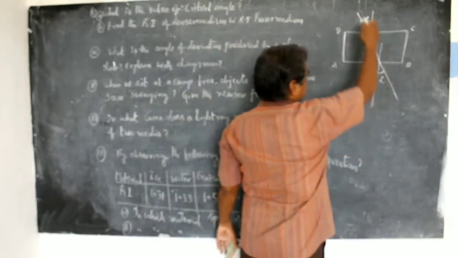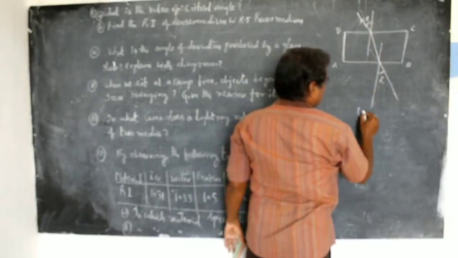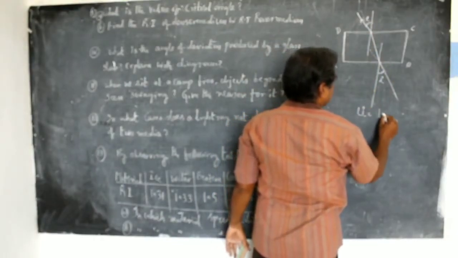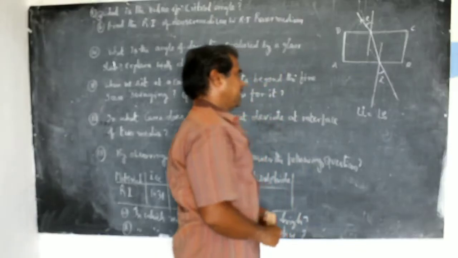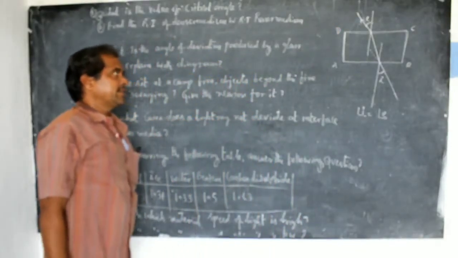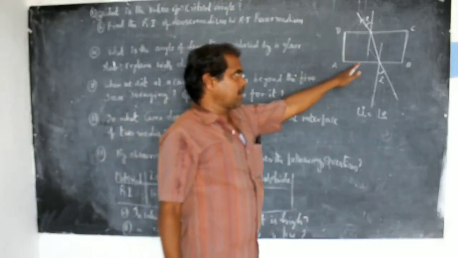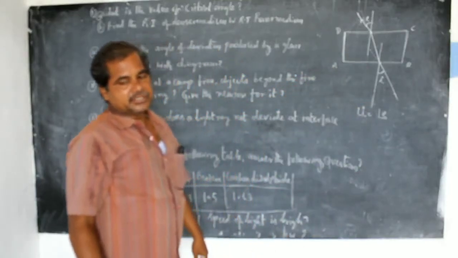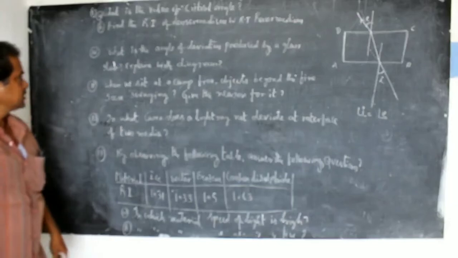Observe these two values: we get angle I is equal to angle E. So there is no deviation. So when any light ray travels through a glass slab, the angle of deviation is 0 degrees.